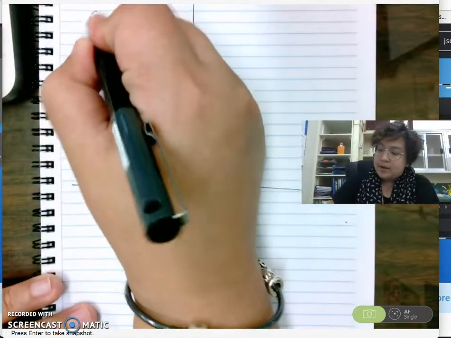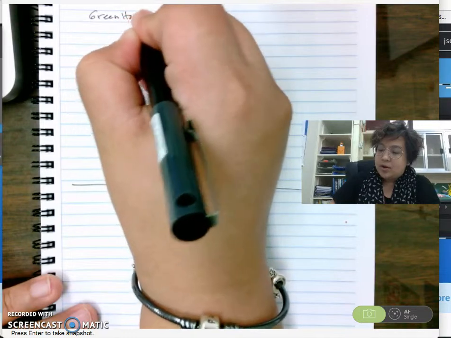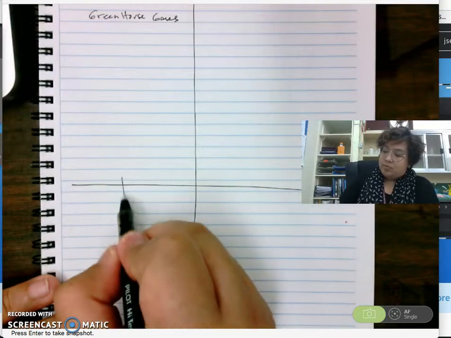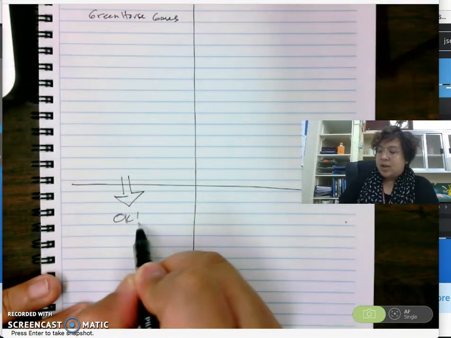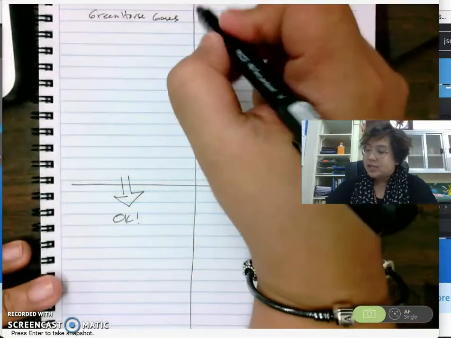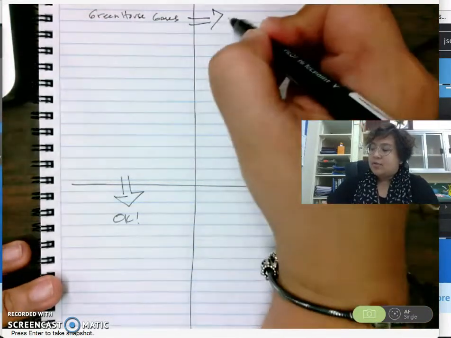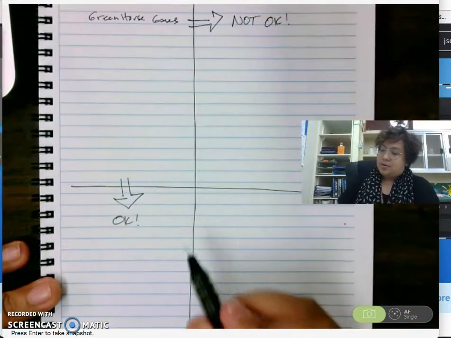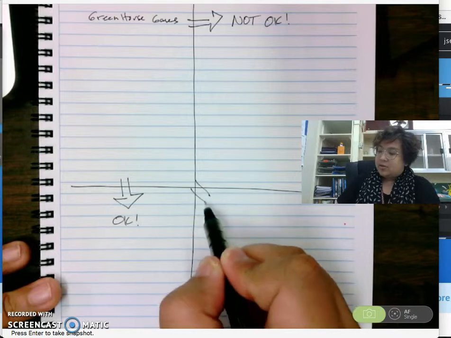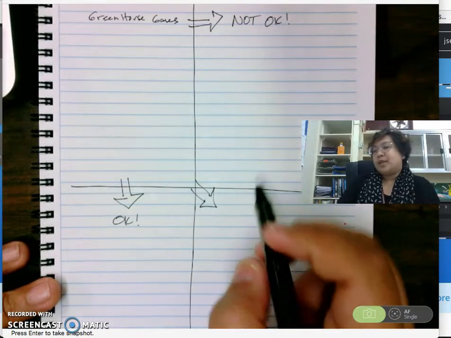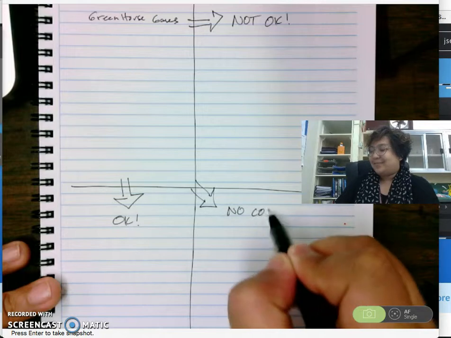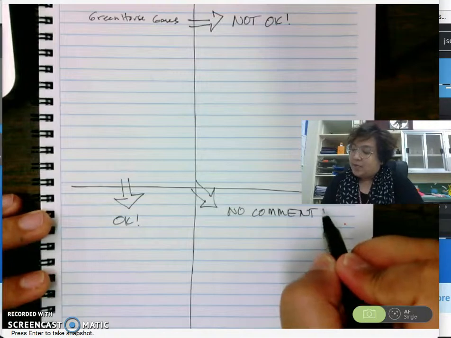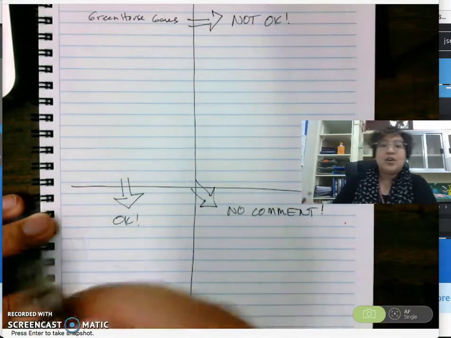First of all, you need to know what greenhouse gases are, and you need to know that they are okay. We need greenhouse gases. However, the other quadrant is here, I'll put not okay. And the last quadrant is abstain, or no comment. You'll realize later why I put no comment for this one. Alright, so let's talk about greenhouse gases.